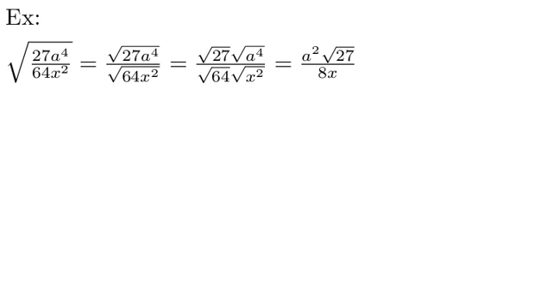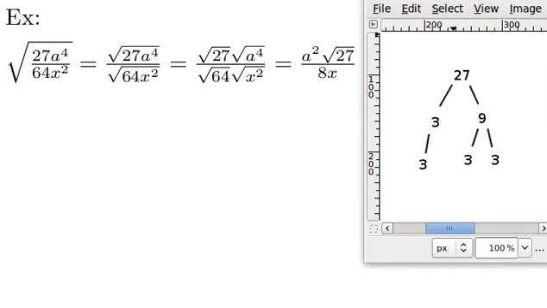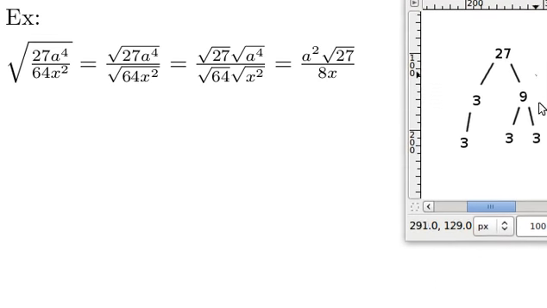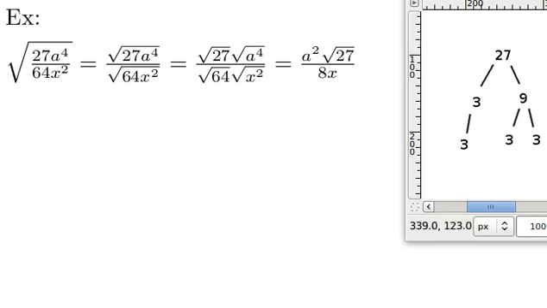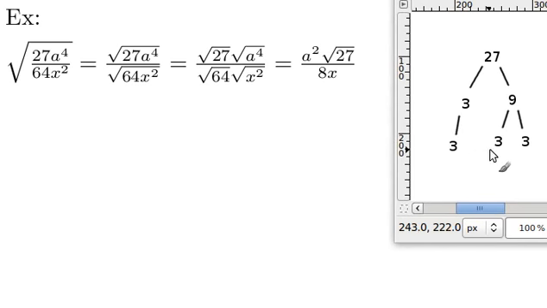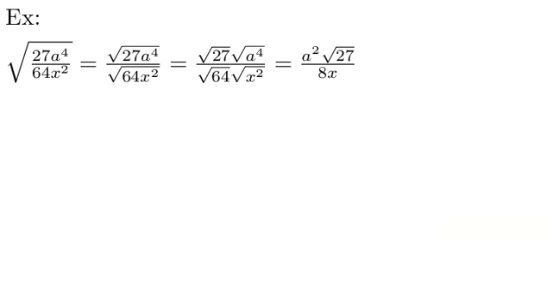Okay, so here you can do a factor tree of 27, and I went ahead and did this in a different program. This is my cheap and dirty factorization of 27. There it is. You can see that 27 is 3 cubed. So I'm going to go ahead and rewrite this.